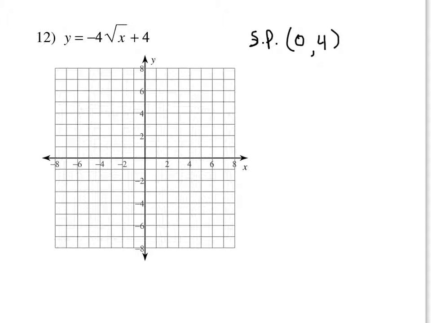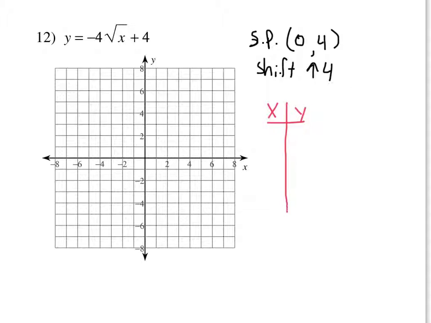Okay, well what this tells us then is that our shift, since the x-coordinate is 0, we don't shift left and right. We stay at 0. But our y-coordinate is 4. That's a positive 4. That means we move up 4 in the y direction.